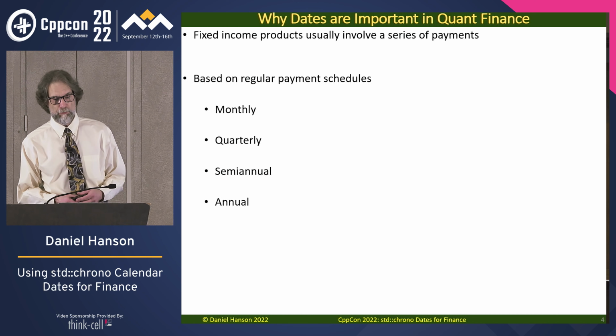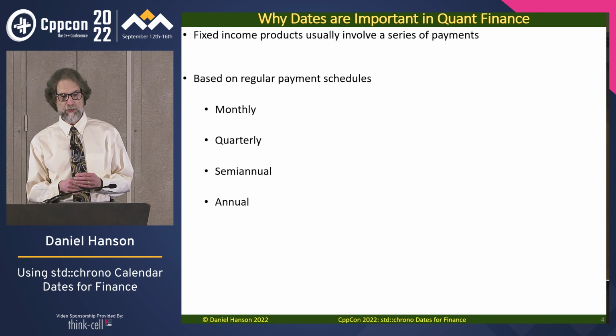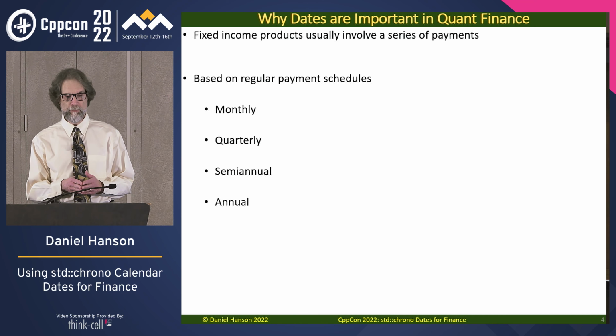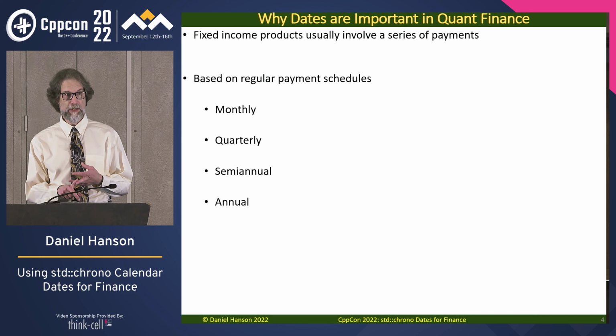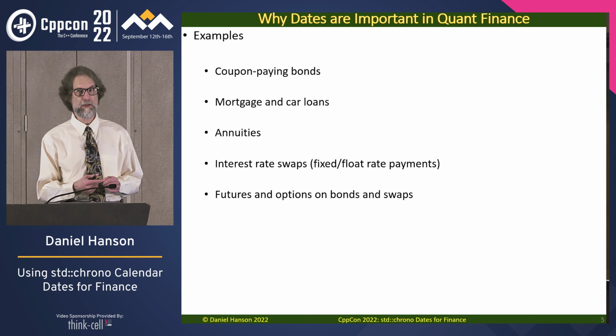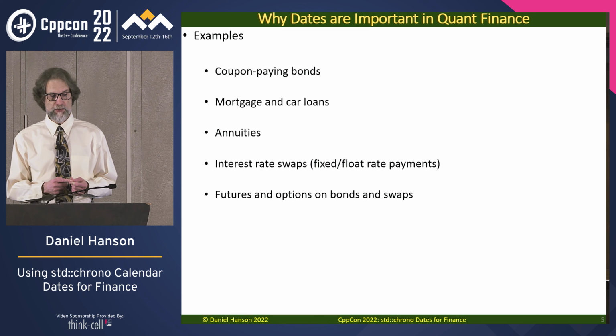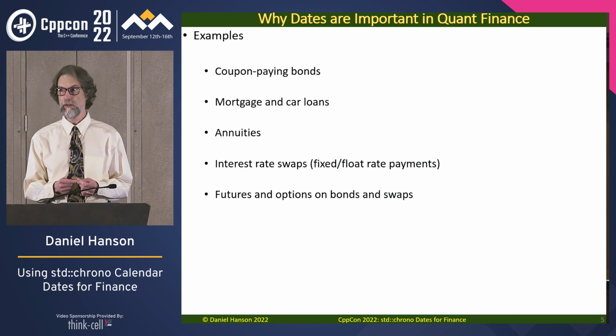Okay, so fixed income products usually involve a series of payments. These can be monthly, quarterly, semi-annual, or annual. Some examples are coupon-paying bonds. These typically pay a coupon every 6 months. Mortgage and car loans, something that I think some of us are familiar with. You've got to pay every month, or else you might have your car repossessed.